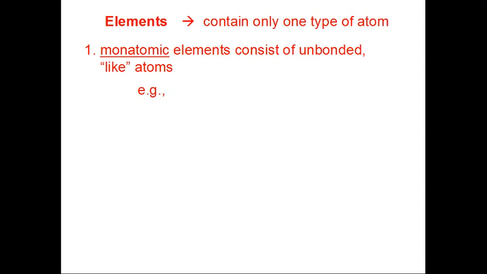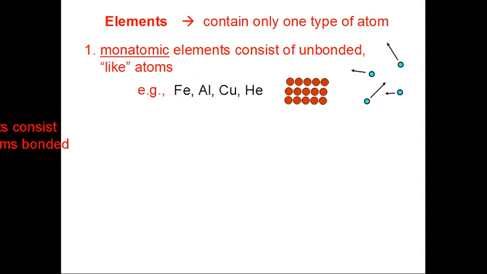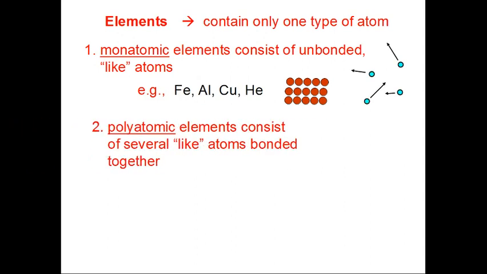Monatomic elements, mono, one, consist of only one atom, either bonded to itself or not bonded at all, just unbonded. Things like iron, aluminum, copper, helium, a lot of metals are monatomic elements. Polyatomic elements consist of several like atoms bonded together.